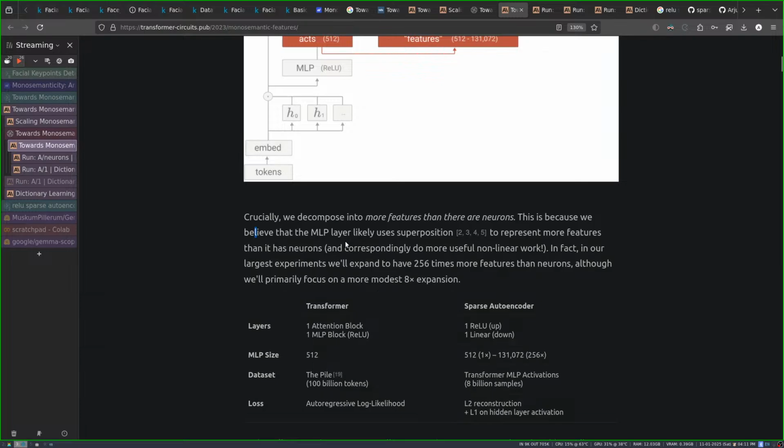We believe that the MLP layer likely uses superposition to represent more features than it has neurons, and correspondingly does more useful non-linear work. In fact, our largest experiment will expand to have 256 times more features than neurons, although we'll primarily focus on a more static expansion.